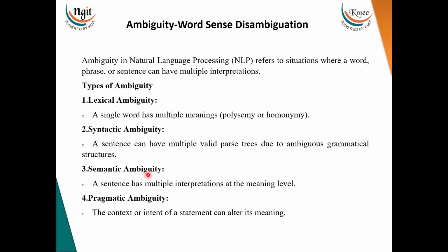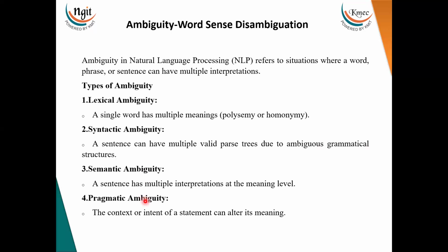A sentence which has multiple interpretations at the meaning level. For example, if I say visiting relatives can be annoying, the first interpretation could be the act of visiting relatives is annoying. The second interpretation is relatives who are visiting are annoying.